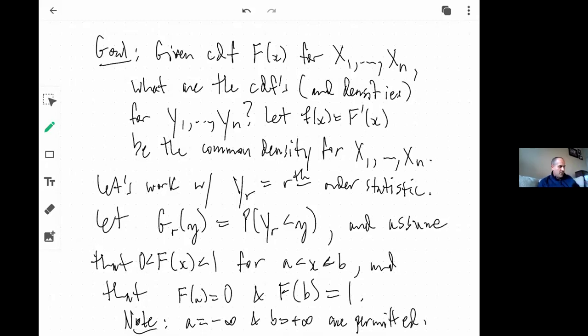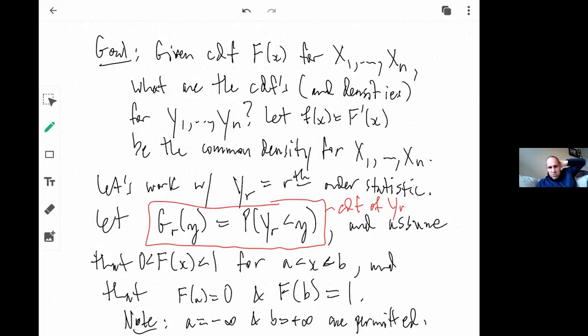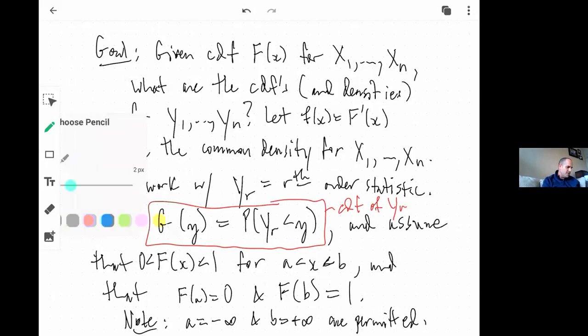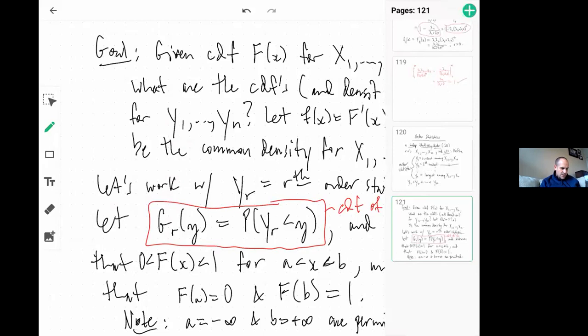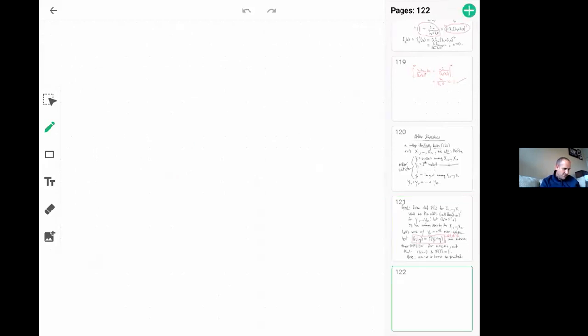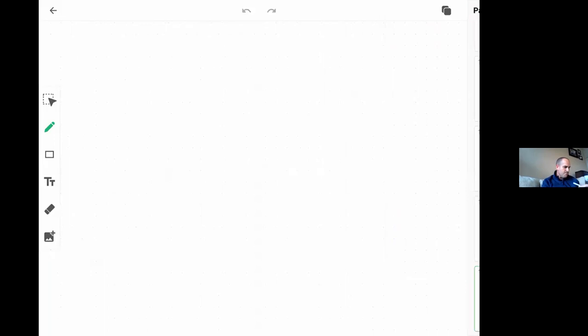So we have this guy right here, which is the CDF of Y sub R. If I can figure out what the cumulative distribution function is for Y sub R, we're in pretty good shape, because then I can find the density for Y sub R simply by taking the derivative. This is all very abstract, but we're going to be able to pull it off. So let's start this computation.